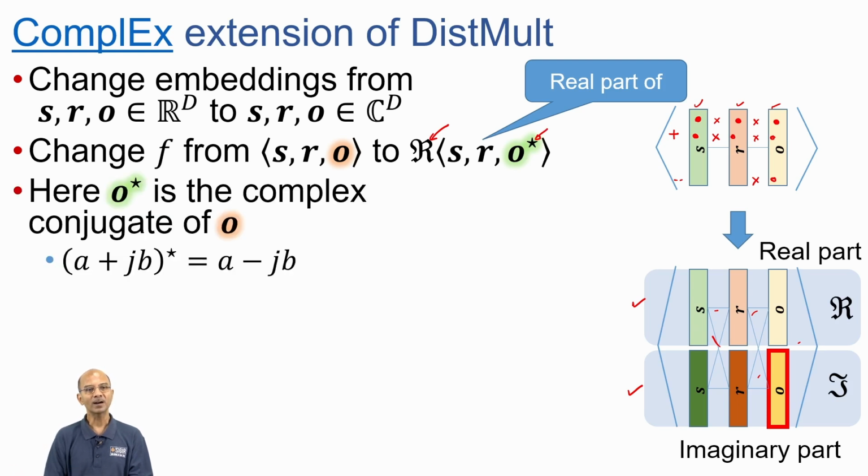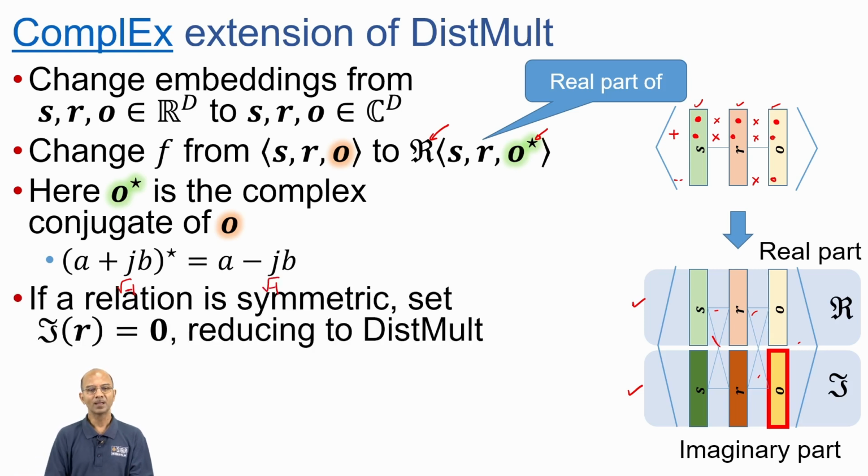Here O star is the complex conjugate of O, which means that if O was A plus j times B, where j is square root of minus 1, then the conjugate is A minus square root of minus 1 times B. If a relation is symmetric, we can always model this as before, doing nothing more than DistMult by choosing the imaginary part of R to be 0. Okay? And that then reduces to DistMult.